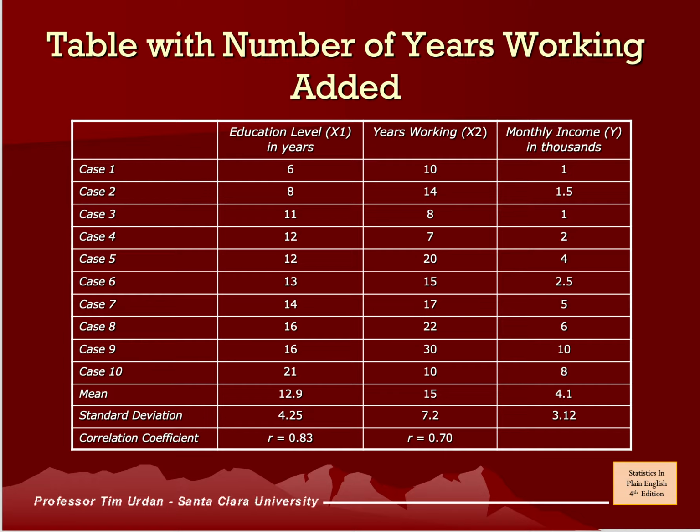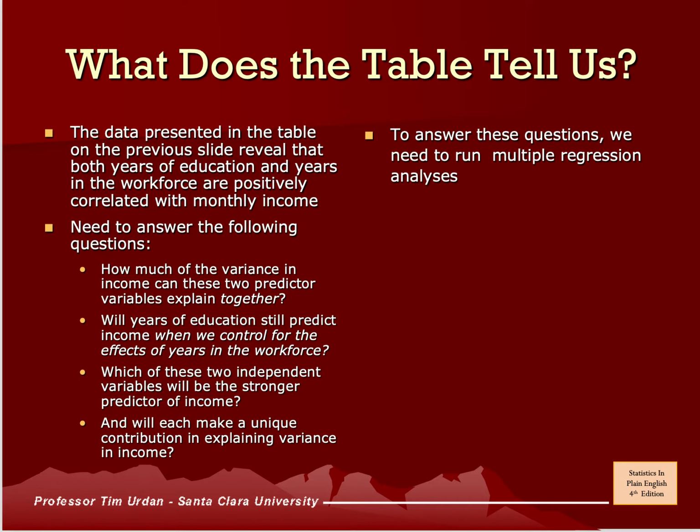So let's say I have this table and here's my data. I've got two x values and I've got one y value. So my y is my income, my x values are my predictors. So if I look at the table, what does it tell us? Well, the data presented in the table is partially helpful because I need to actually look at that scatter plot to make sure they're linearly related. And I need to answer some questions about that table.